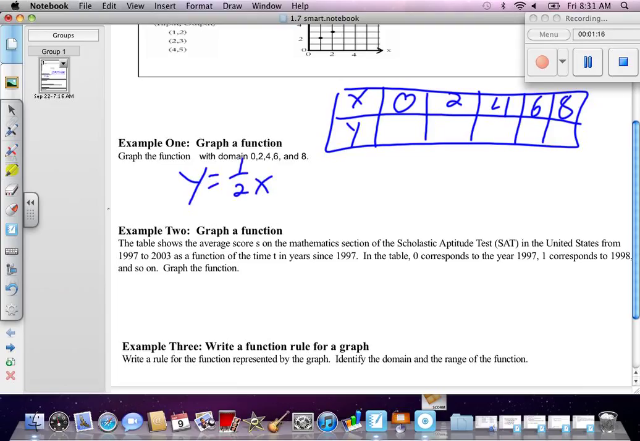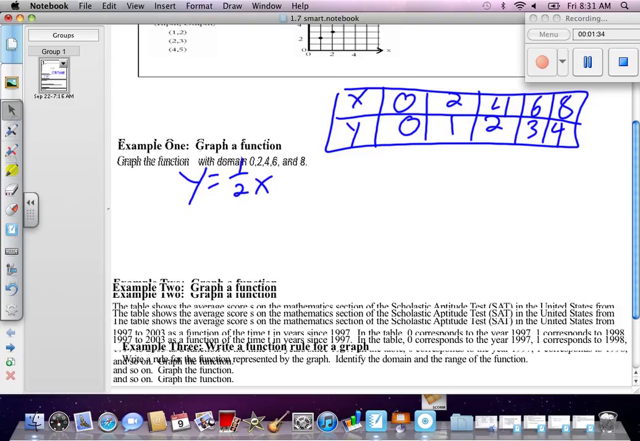What's half of 0? 0. What's half of 2? 1. What's half of 4? 2. What's half of 6? 3. What's half of 8? 4. Okay, this is going to look funky up here for a second, but I need to move this.